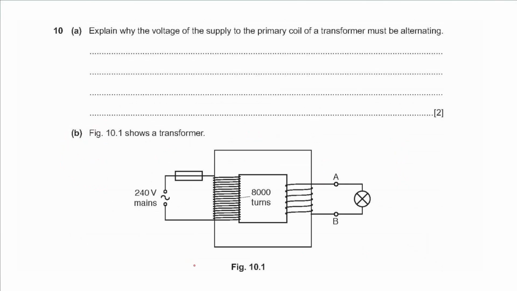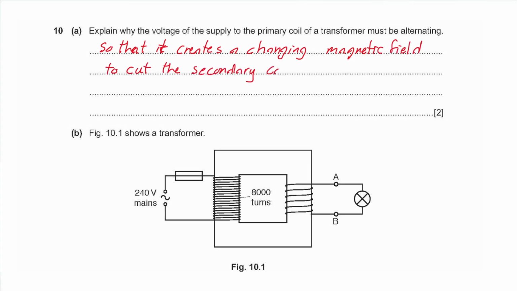Question 10a says, explain why the voltage of the supply of the primary coil of a transformer must be alternating. So that it creates a changing magnetic field to cut the secondary coil, or to create a change in flux in the secondary coil and induce an EMF or voltage.